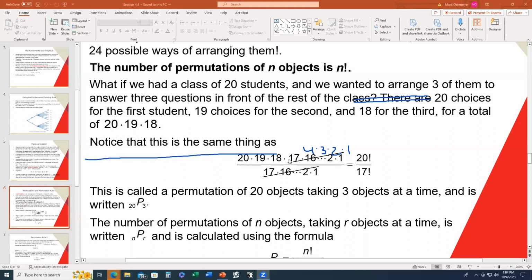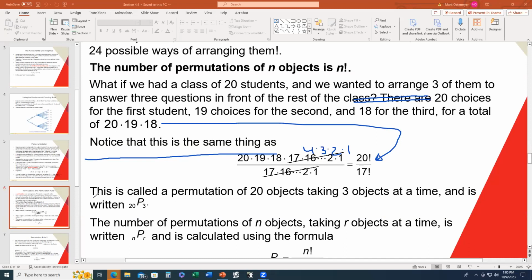20 times 19 times 18 times 17 times 16 times 15 times 14 times 13 times all the way down to 2 times 1, divided by 17 times 16 times 15 times 14 times 13 times ... times 2 times 1. Notice the 17 on down to times 1 all cancels out. And what we're left with is 20 times 19 times 18. So as it turns out, 20 times 19 times 18 is really equal to 20 factorial divided by 17 factorial.